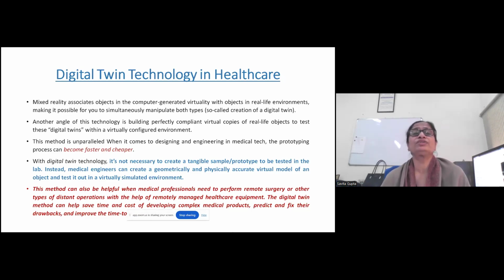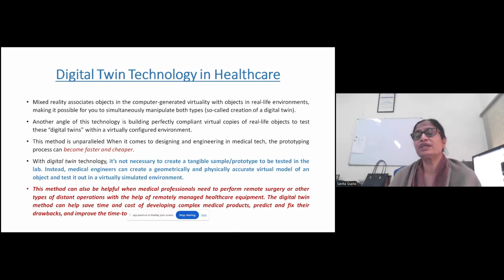Another technology is digital twin technology, which is based upon mixed reality. AR and VR is used for medical education, whereas MR, mixed reality, allows you to create the digital twin that can be especially helpful when medical professionals need to perform remote surgery or other types of distant operations with the help of remotely managed healthcare equipment. Many of you might have heard about it, tele remote surgery during the COVID between the Bihar hospital and Delhi hospital.